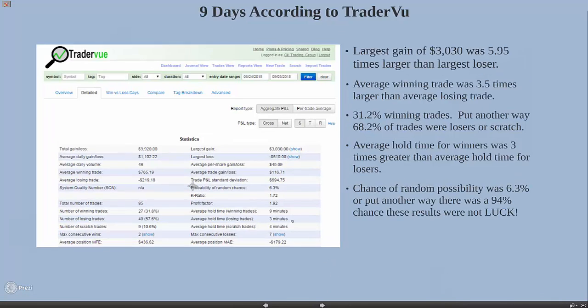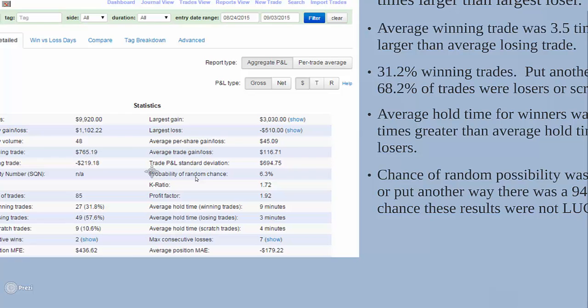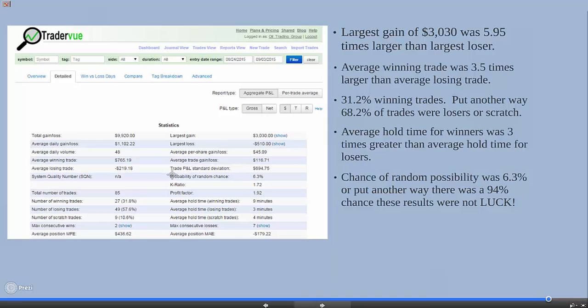And a very interesting stat that TraderView provides you is called the probability of random chance, right? What's the probability that this was just a stroke of luck? The chance of random possibility was 6.3%, or put another way, 94% chance that this wasn't luck, that this was actual real results.